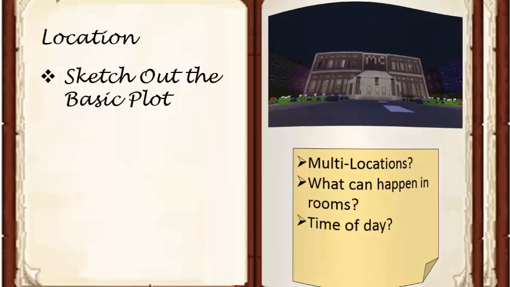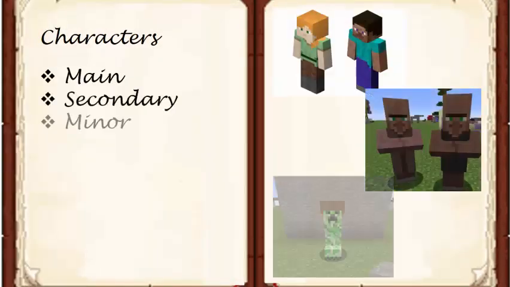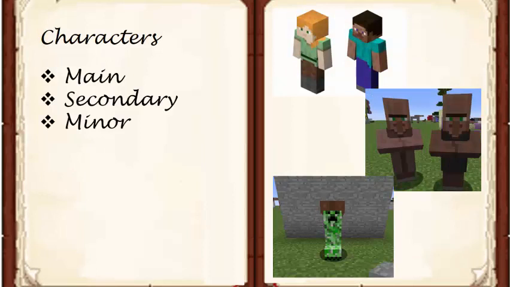Now, characters. So for my stories, I break down the characters into 3 categories. I break them down into main, secondary, and minor. Main character is usually the hero, so usually the player, the villain, so whoever's against you, and suspects or other people that are key to what's happening in the story.